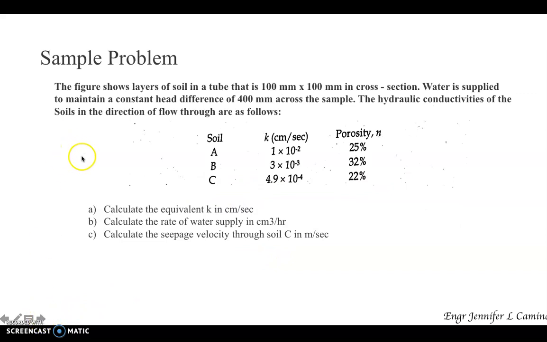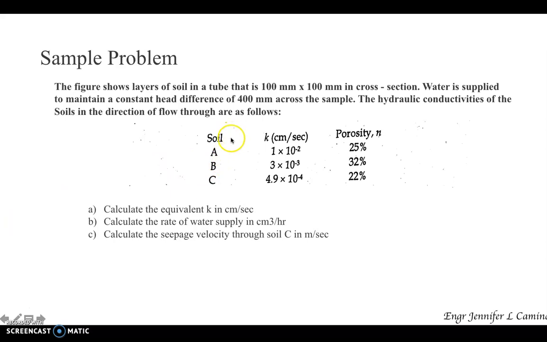So if you're going to have a sample problem, the figure shows layers of soil in a tube that is 100 mm by 100 mm in cross section. Water is supplied to maintain a constant head difference of 400 mm across the sample. The hydraulic conductivities of the soil in the direction of flow are as follows.